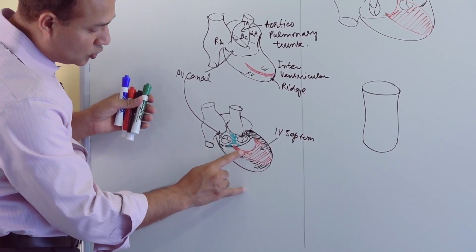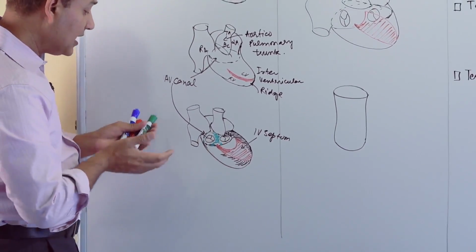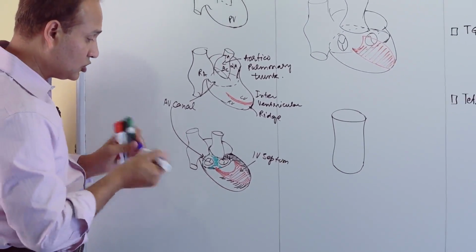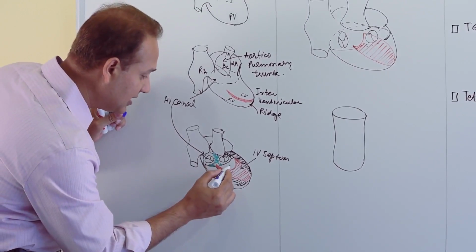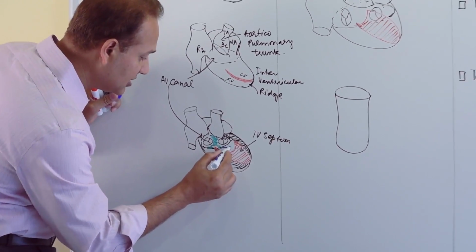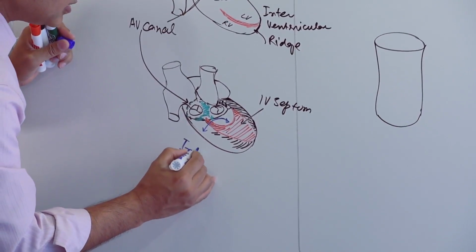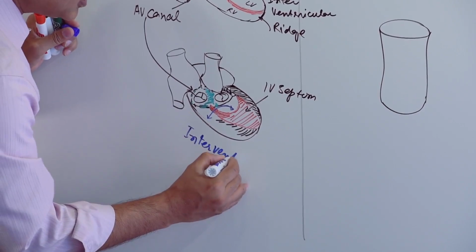So now think about this IV septum here. That septum is growing and it has a concave edge. Now throughout the growth, this concave edge is a shunt between the right and left ventricle. So this is the interventricular foramen.